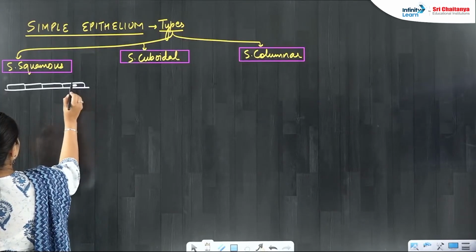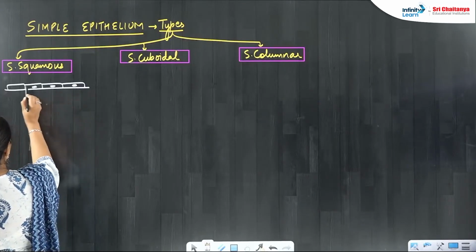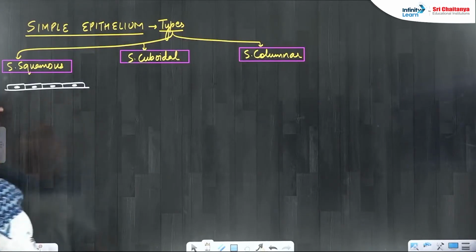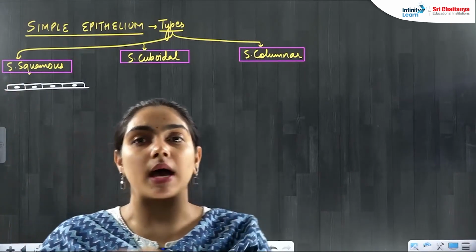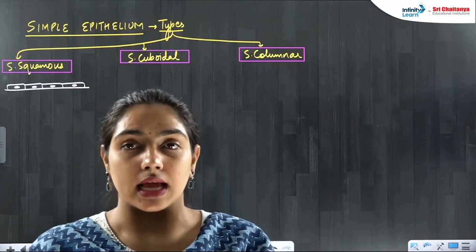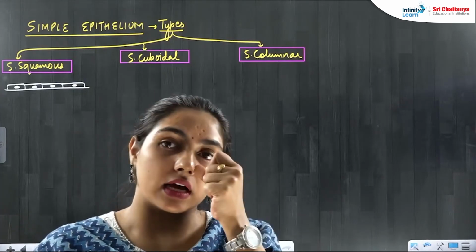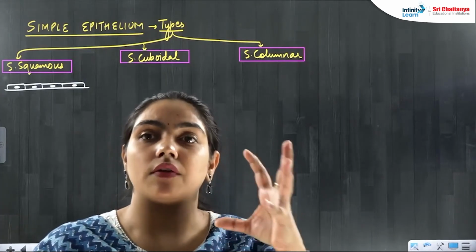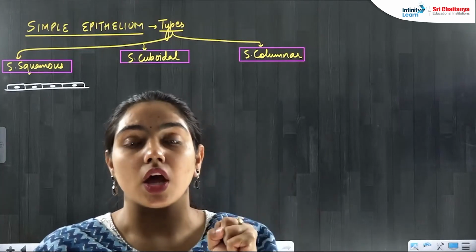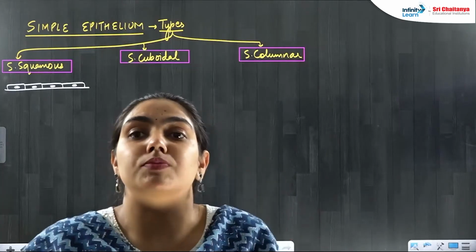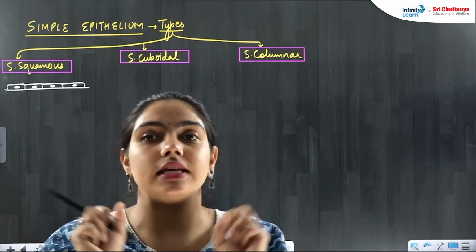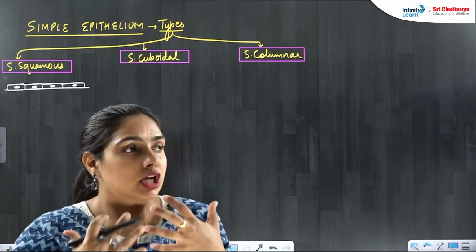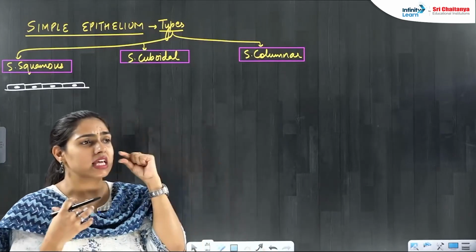Squamous cells are like this, with a flat nucleus. So they can be present where there is just a requirement of covering or lining, but they will not help in the production or secretion of something, or in absorption, because the surface area is not that much.